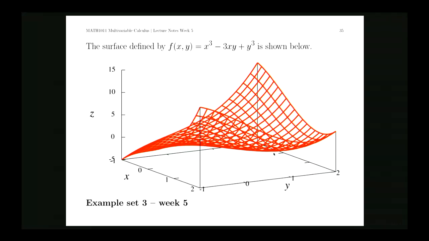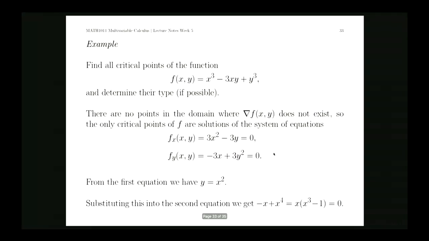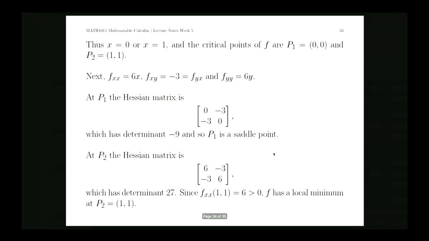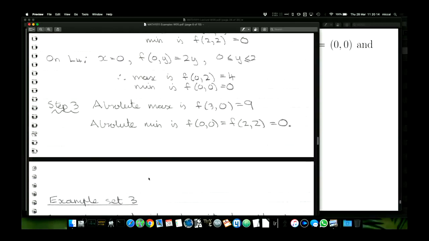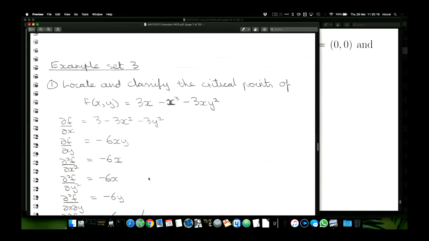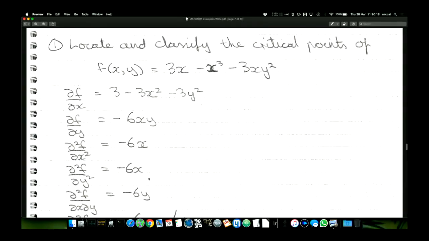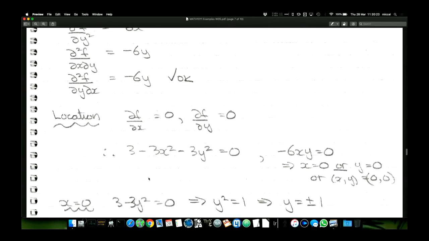Now, as I explained, there are 2 ways to go. You could either calculate the Hessian matrix at the point and its determinant, or if you're confident enough, you can actually calculate these as functions. So let me show you what I mean. There's an example here. We've got to locate and classify the critical points of this one.